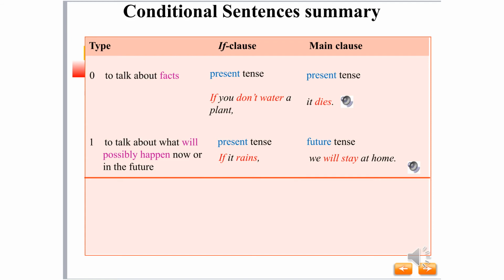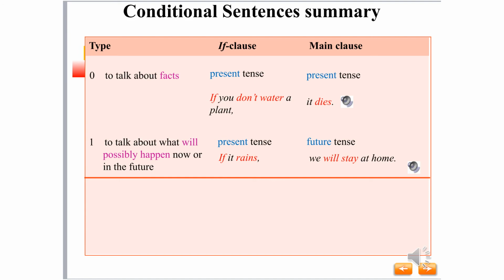About the tenses, pay attention to the tenses for the two clauses, the if clause and the main clause. For type 0, we use present tense for both. It's very easy to remember. In the example, if you don't water a plant, present tense, comma, it dies, present tense again. But for type 1, when we want to talk about a possible case, for the if clause, we use present tense.